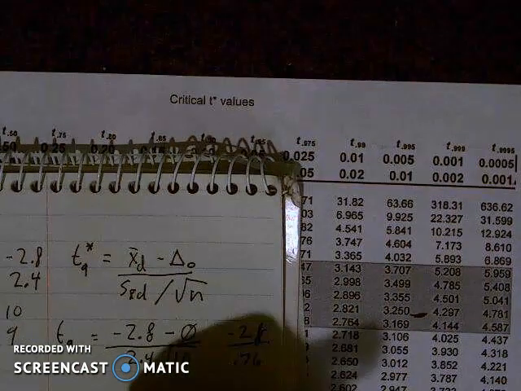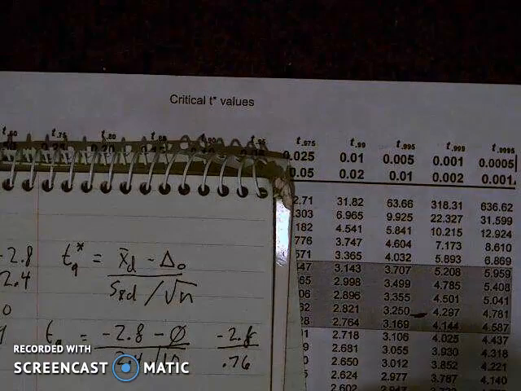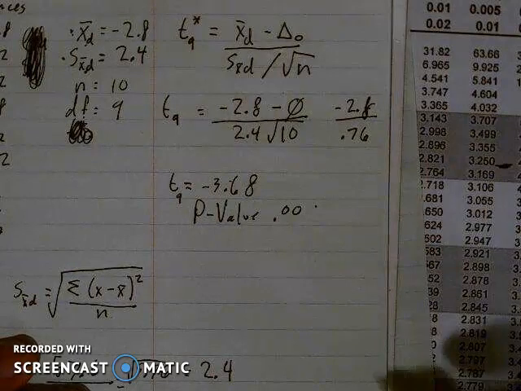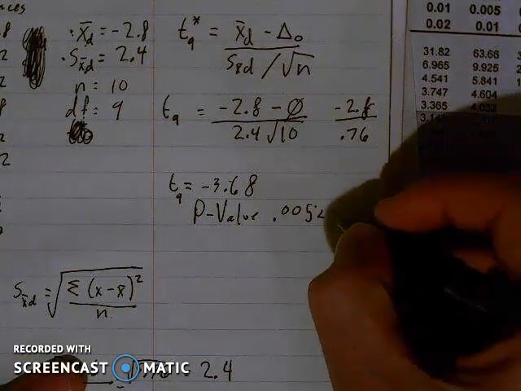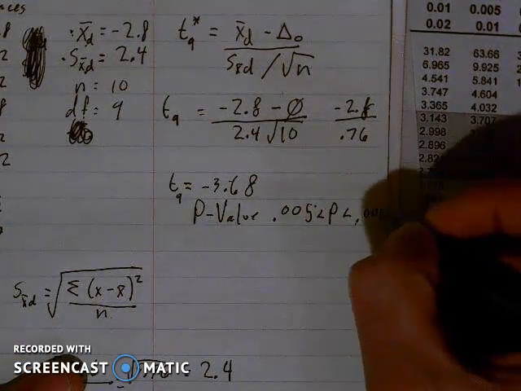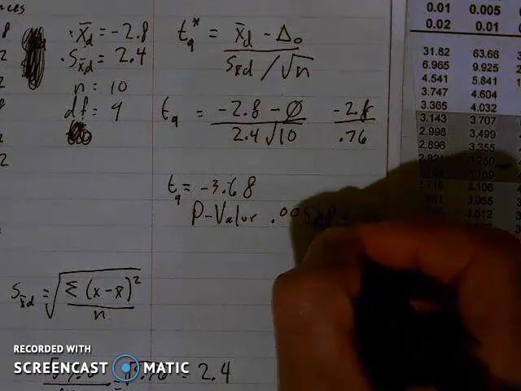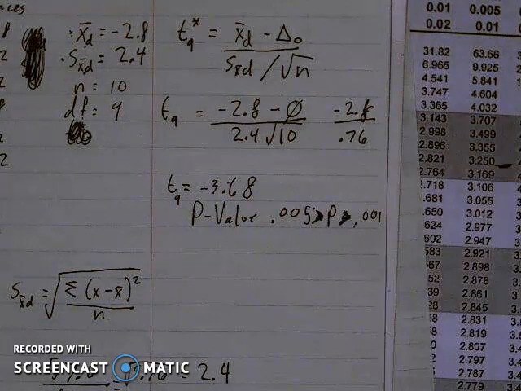So we'll go ahead and assume, well, we won't assume anything. We'll say the p-value is between 0.005 and 0.001. I got those signs backwards. Oops. That was dumb. There we go.